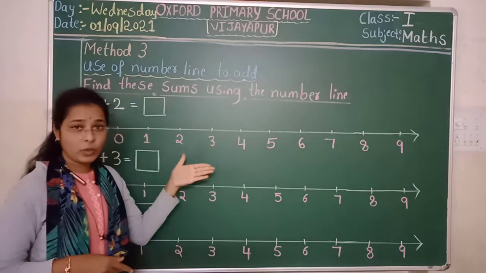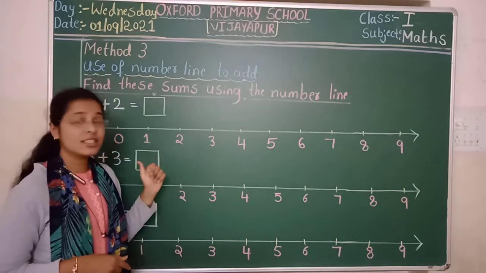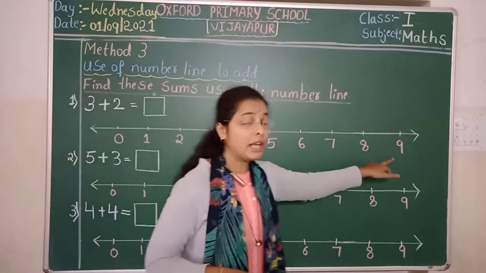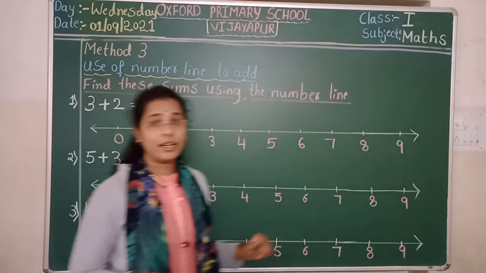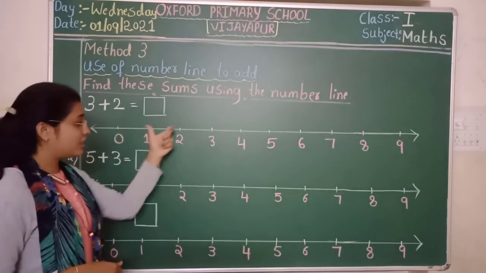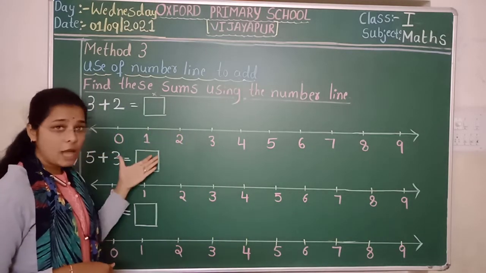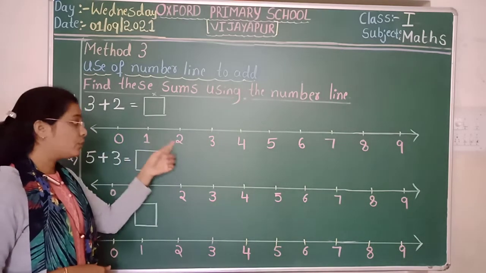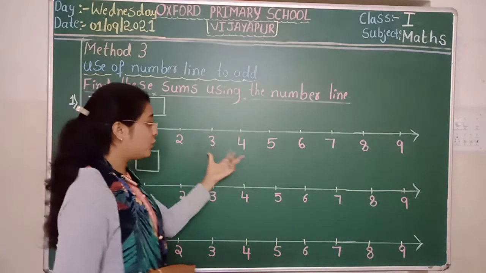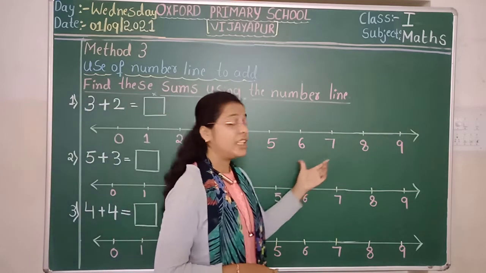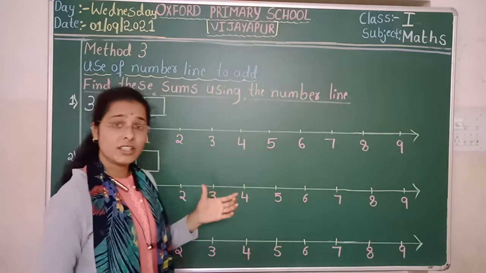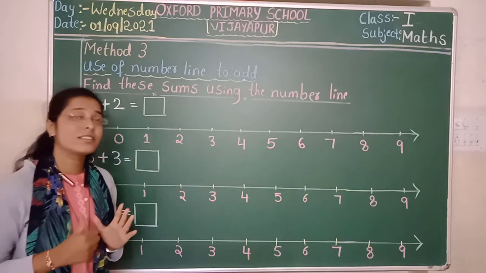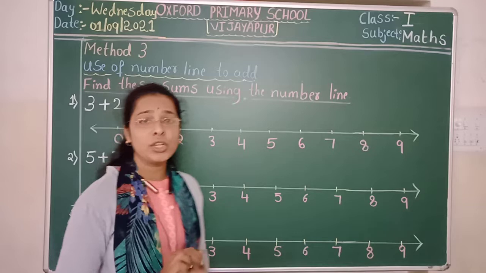You have to make one line like this. And we have to mention the numbers from 0 to 9 on that number line. Okay. With equal distance. See here. I am having equal distance from 0 to 1, 1 to 2, 2 to 3, 3 to 4. Like this I am having equal length, means equal distance from 0 to 9.